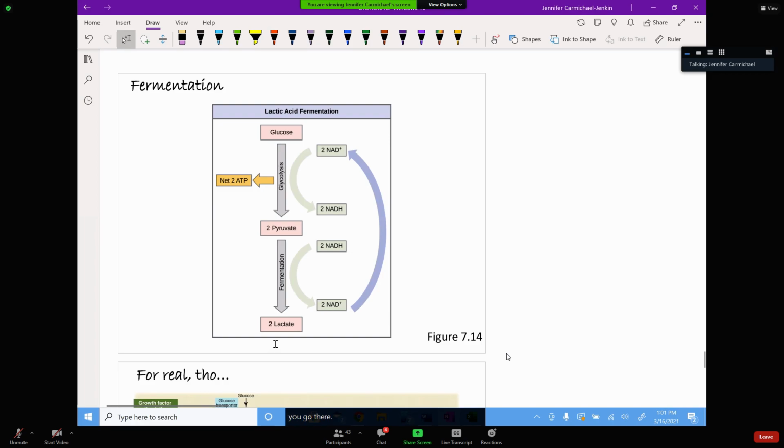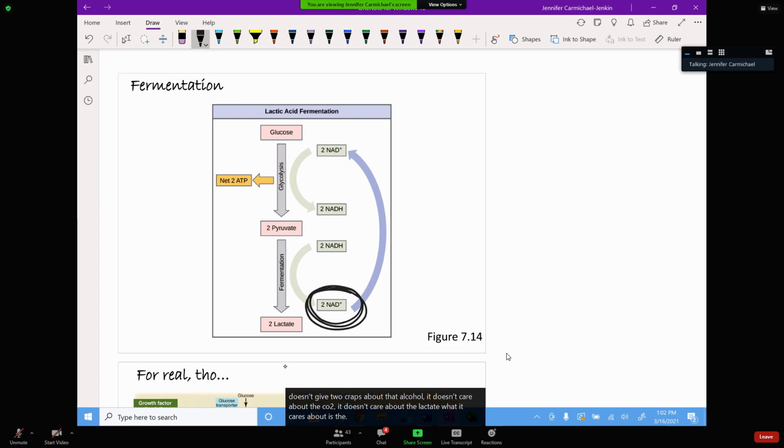You can have a very similar process, but instead of lactate being produced, you get carbon dioxide and ethanol. That carbon dioxide is what makes our bread rise and that alcohol we enjoy, right? These are not important to the organism. That yeast doesn't give two craps about that alcohol. It doesn't care about the CO2. It doesn't care about the lactate. What it cares about is the ability to regenerate NAD plus so it can go back here and continue glycolysis.